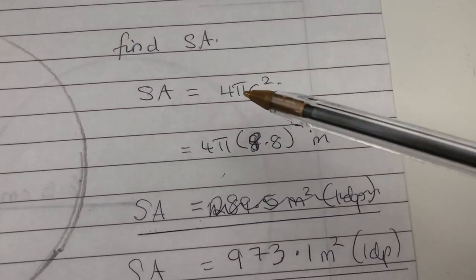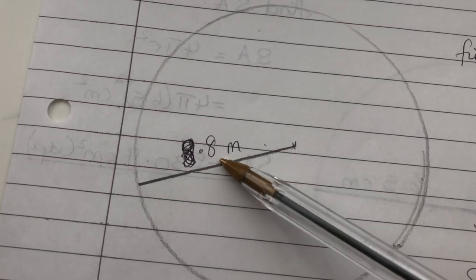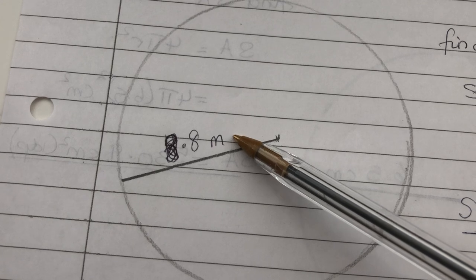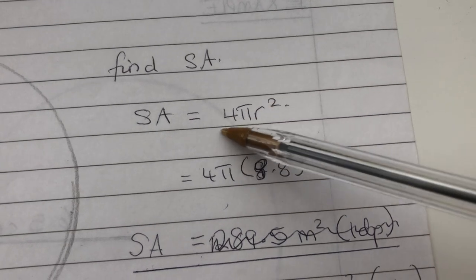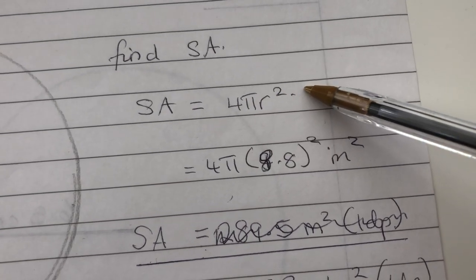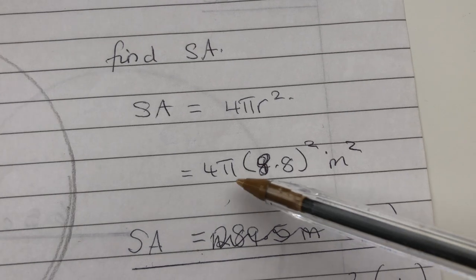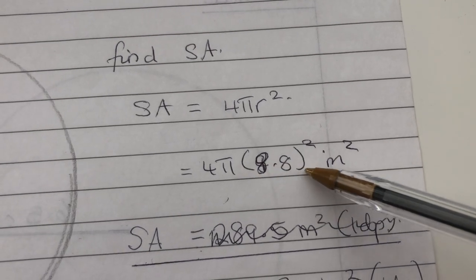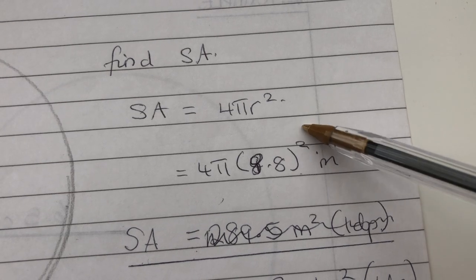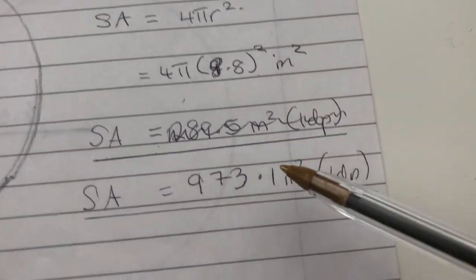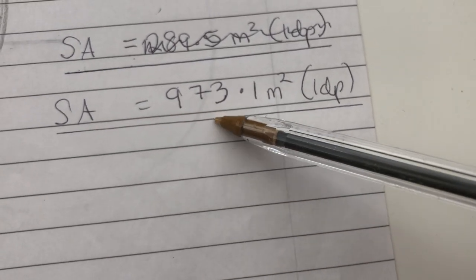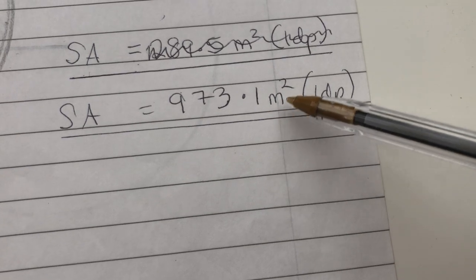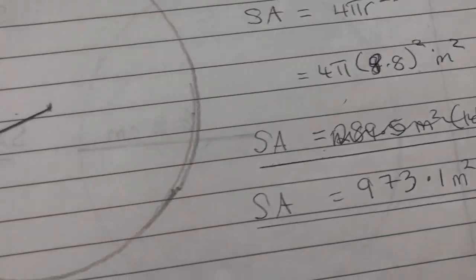Now another surface area question. Here, the radius is 8.8 meters. So our unit is area, so it will be meters squared. Now the formula we need is 4 pi r squared. So 4 pi times 8.8 meters all squared. If you do it right, your answer will be 973.1 meters squared. This is also to one decimal place.